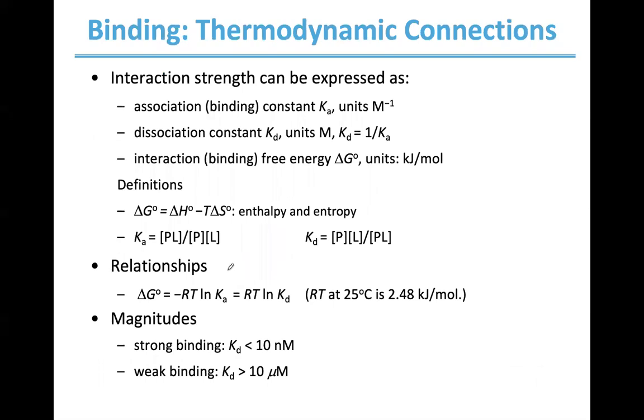Interaction strength can be expressed as association binding constant, right? Inverse molarity is the units. And then the dissociation constants, where the units are molarity. So dissociation constants are much more attractive if they are in nanomolar region, right?